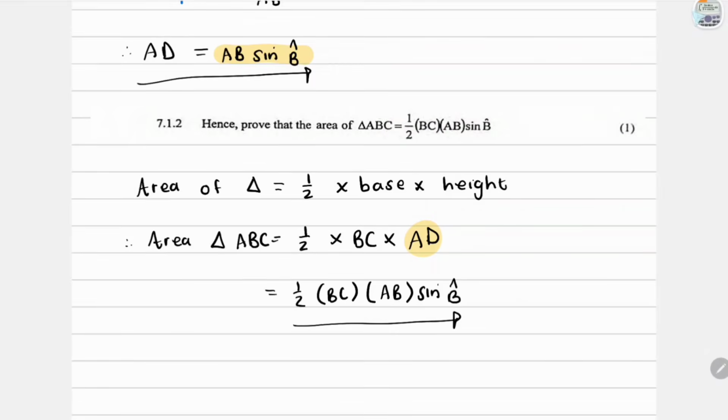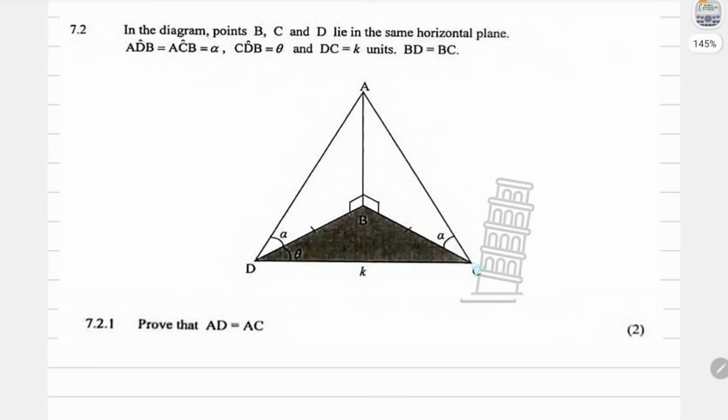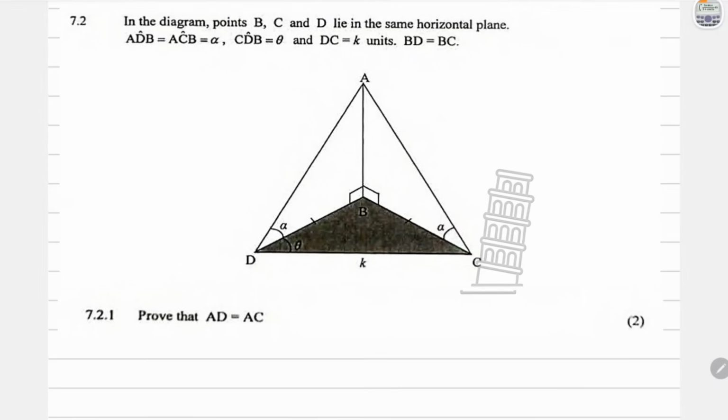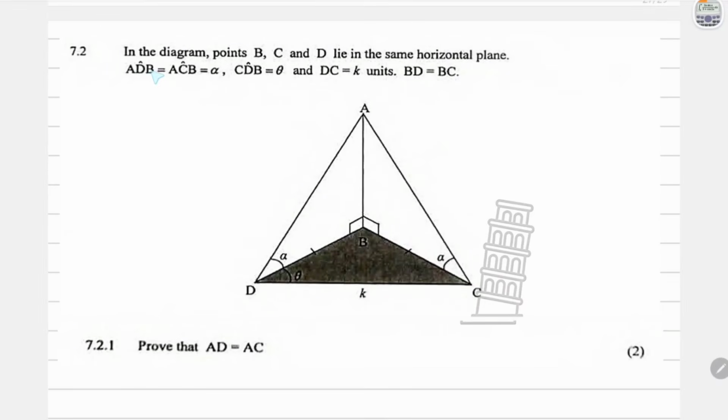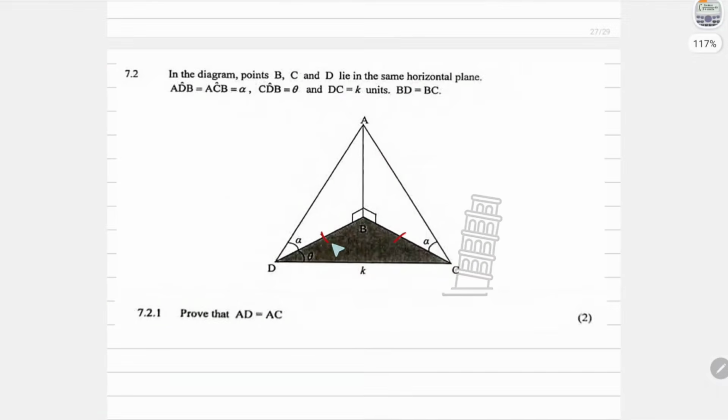Moving on to the next question. Okay, now we're on 7.2 and it says, in the diagram, points B, C, and D lie in the same horizontal plane. I don't like that this is so dark, but okay. Then they tell us that angle ADB is equal to angle ACB, and they're both equal to alpha. Then angle CDB is equal to theta and DC is equal to K units. So DB is equal to BC. I'm going to mark that in red because it's quite dark to see.